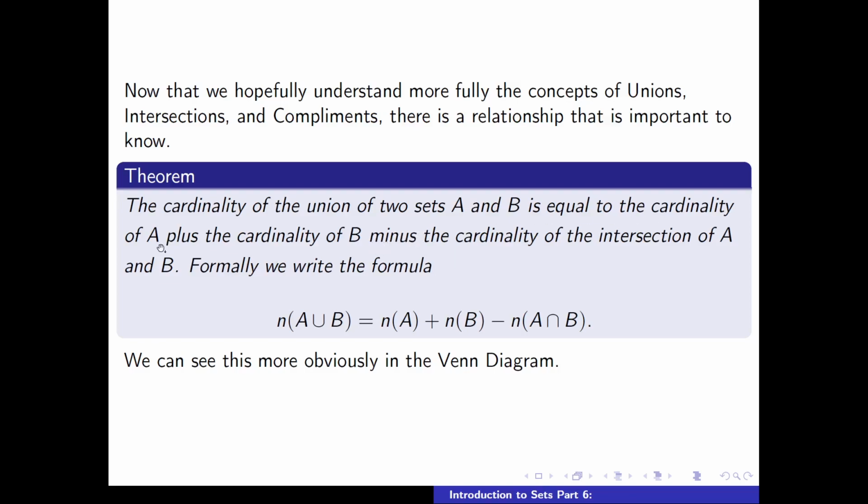Remember, the cardinality is a number. So the cardinality of A is a number, so we add to it the cardinality of B, which is a number, and then we subtract the cardinality of the intersection of A and B. So we're just adding up integers there. And then formally, we can write the formula: the number of elements in A or B, so A union B. Remember, n is the cardinality. The cardinality of the union is equal to the sum of the cardinality of A and the cardinality of B minus the cardinality of the intersection of A and B.